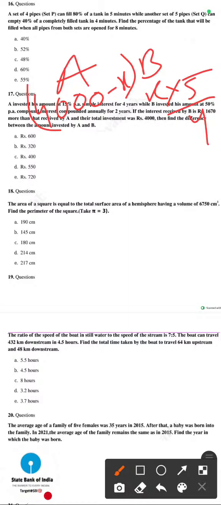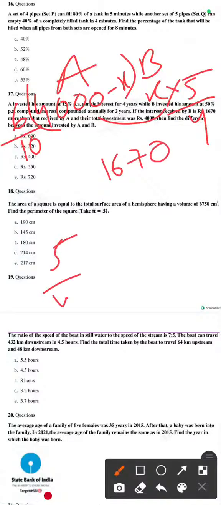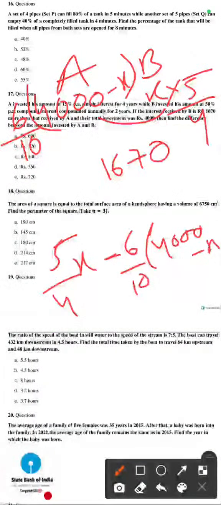Next, A invested at simple interest of 15% for 4 years. So 15 4 times, which will be 60% for this one. 60% means 6 by 10 for A. And the difference between these two is given as 1670. Compound interest is more. So we take 5 by 4x minus 6 by 10 into 4000 minus x. By calculating this, we can find the value of x.